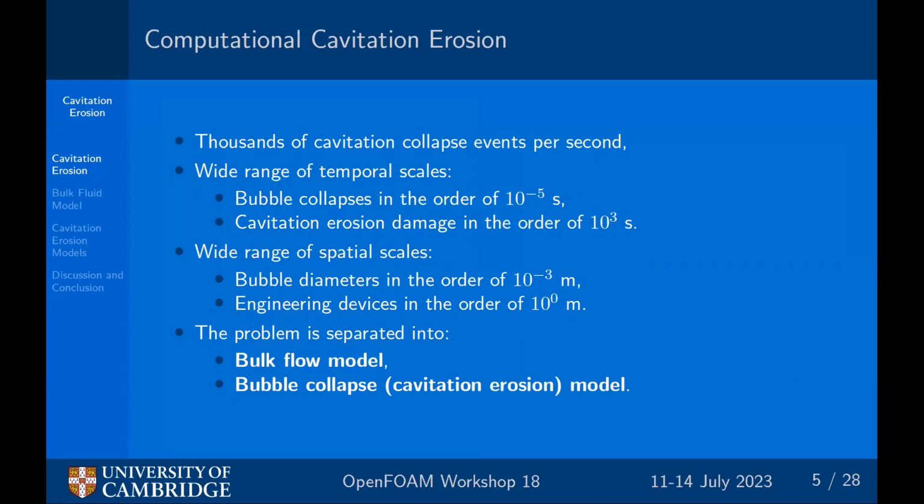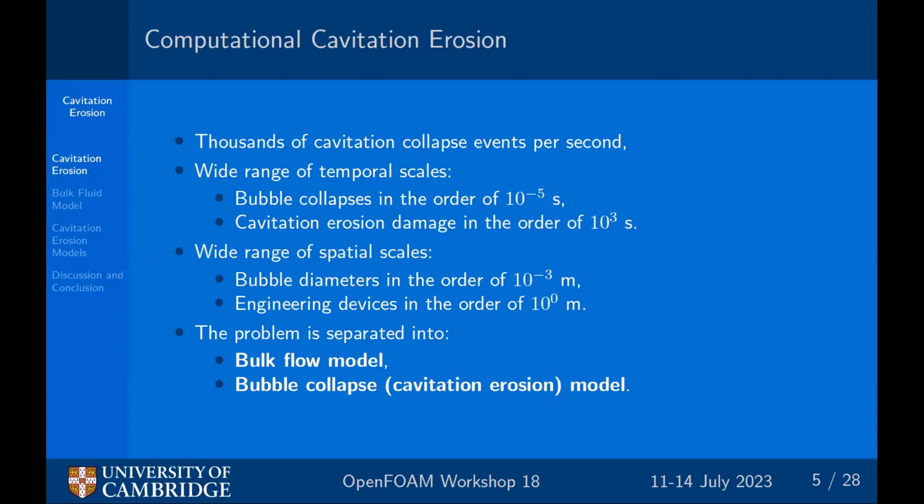Firstly, there are thousands of collapse events per second. Next, there is a wide range of both temporal and spatial scales. Bubble collapses occur in the order of 10 to the -5th, -6th of a second, while cavitation erosion damage takes minutes, hours, days, weeks. The spatial scales are also widely different. Bubbles are in the order of micrometers to millimeters, while engineering devices are in the order of centimeters, meters, tens of meters in the case of ships.